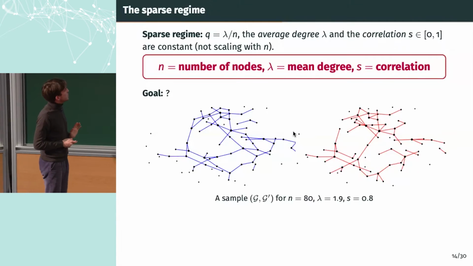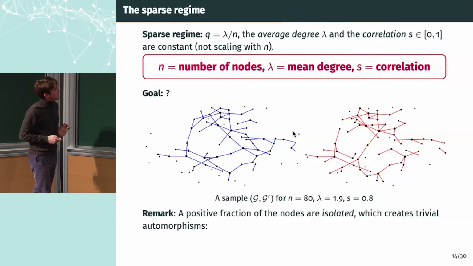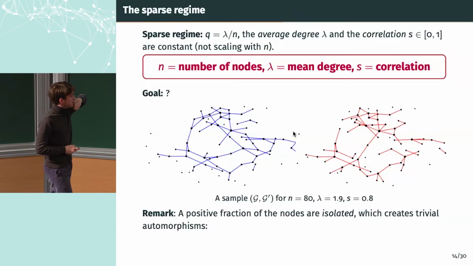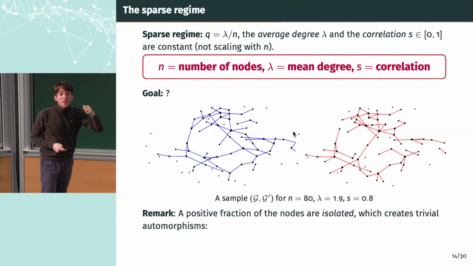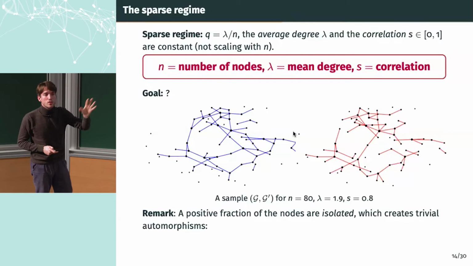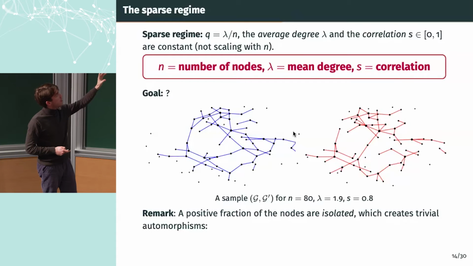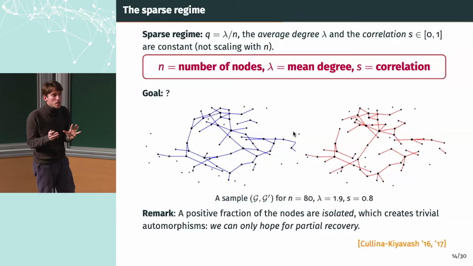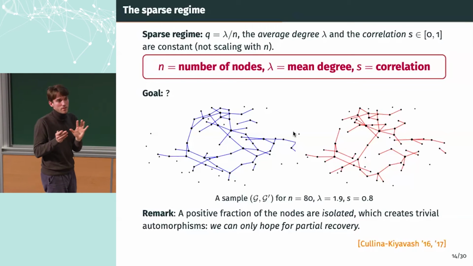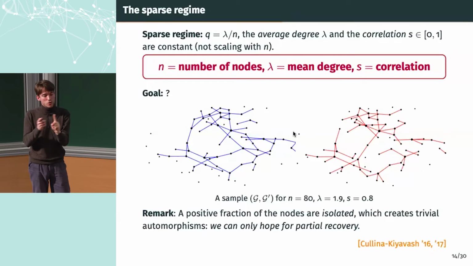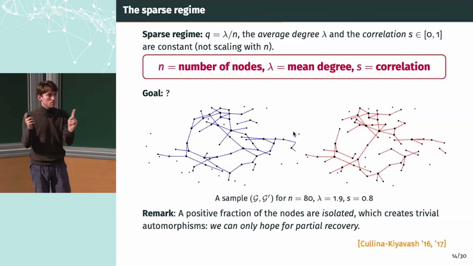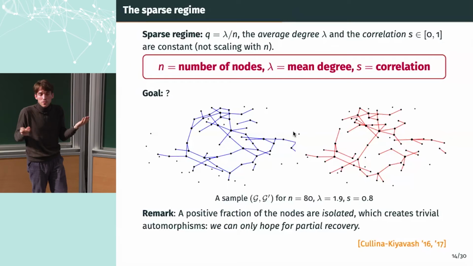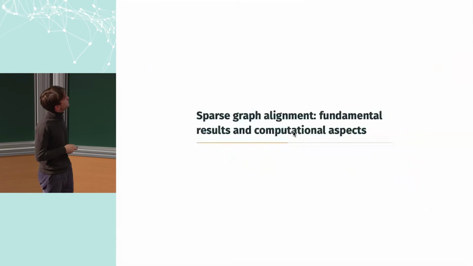Just this to say that actually there are some trivial automorphisms in the graphs, and this makes the recovery of the signal impossible if we seek exact recovery. I cannot recover all pi star. So the only thing is to recover a substantial fraction of it. That means I want to be able to match a substantial fraction of the nodes across the two graphs. This fraction won't be 1, but the highest possible is what I look for.